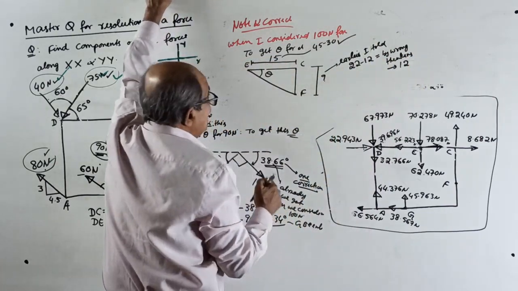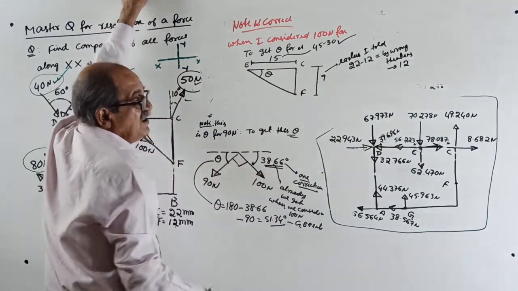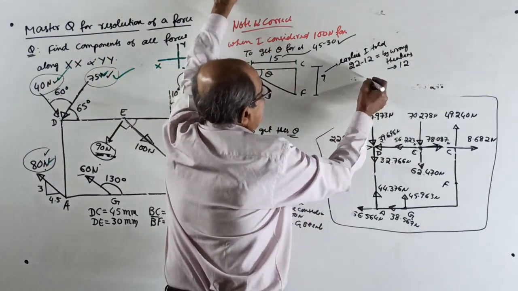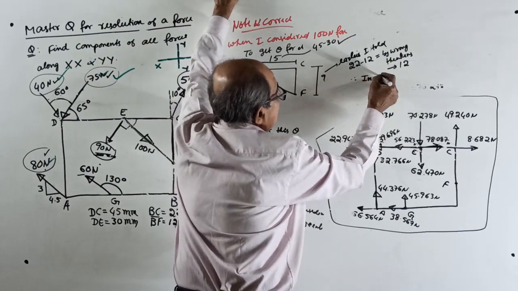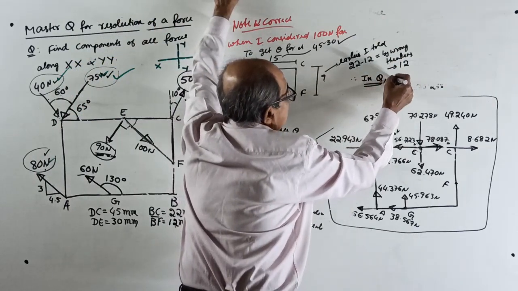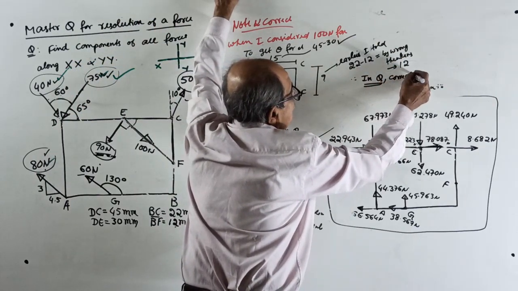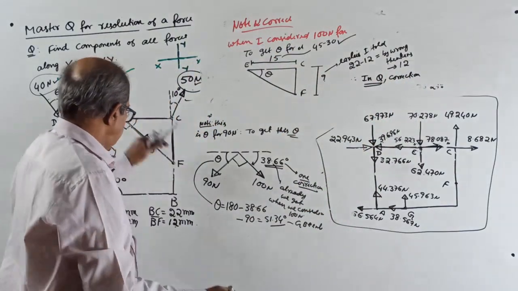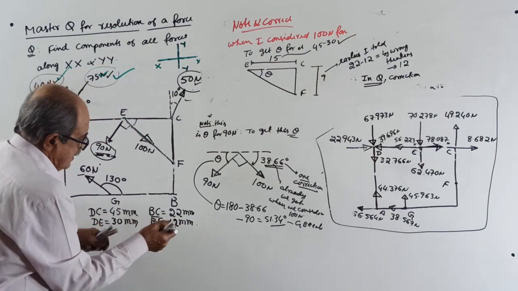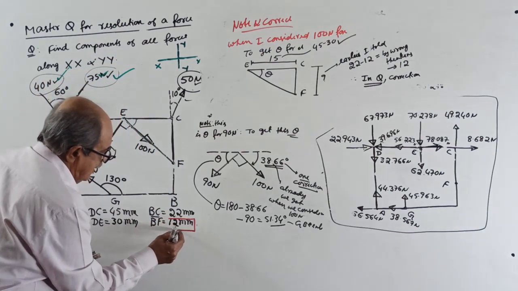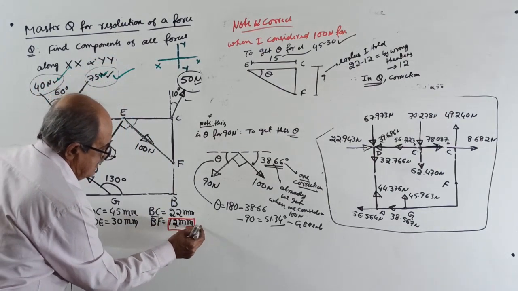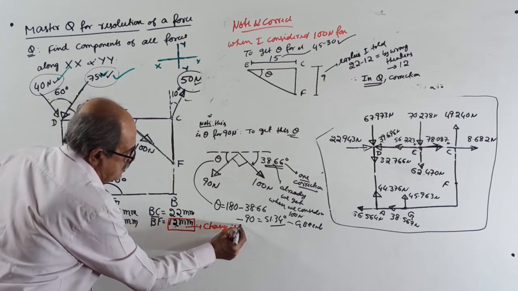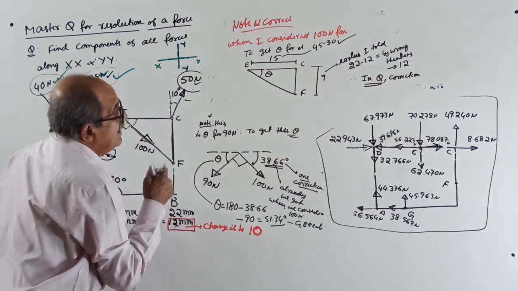Now this angle will change. Instead of that, do one thing in the question: correction. This I can do, but in an examination you can't do it. So the correction is, see right here, the BF given as 12, change it to 10. Change it to 10. Okay.